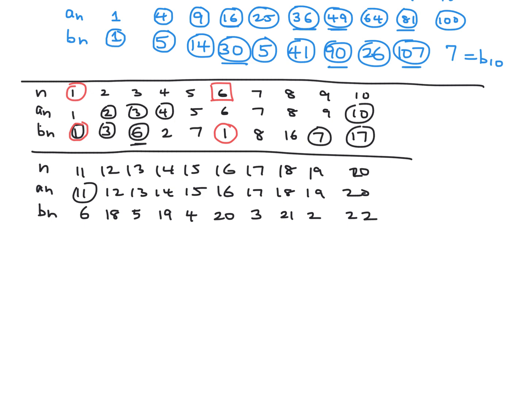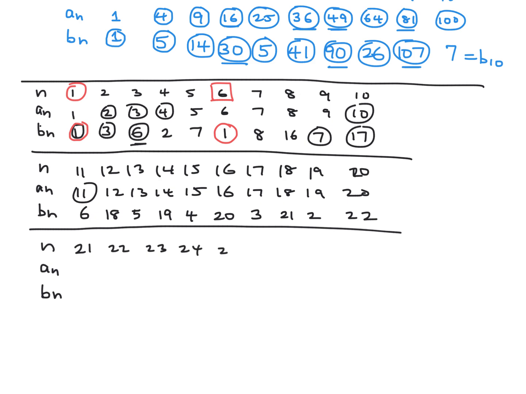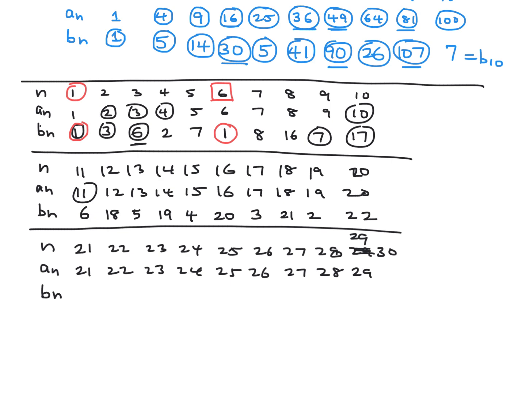Huh. Oh boy, I guess they're making us work here. So let's just keep going here. 21, 22, 23, 24, 25, 26, 27, 28, 29, 30. And these are all the same. Oops, put that there. Hold on, what am I doing here? 28, 29, 30.